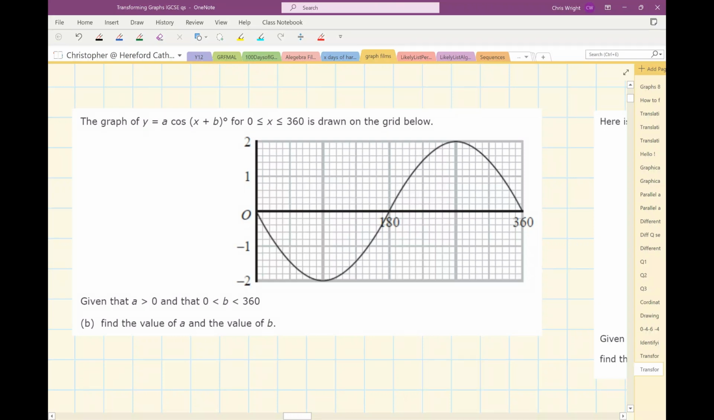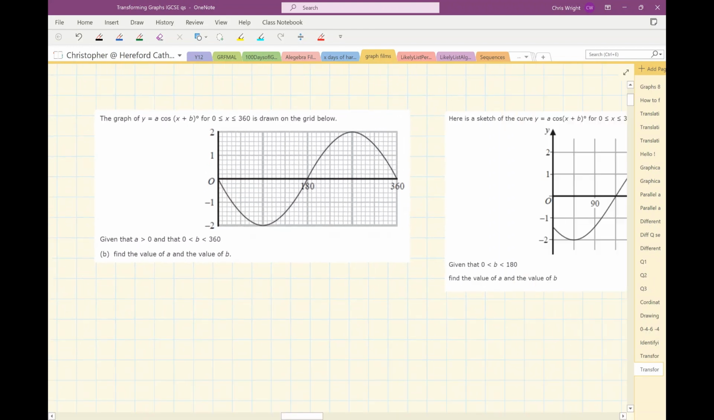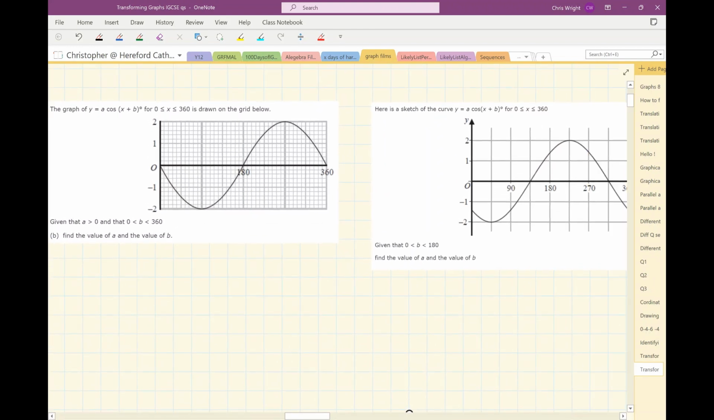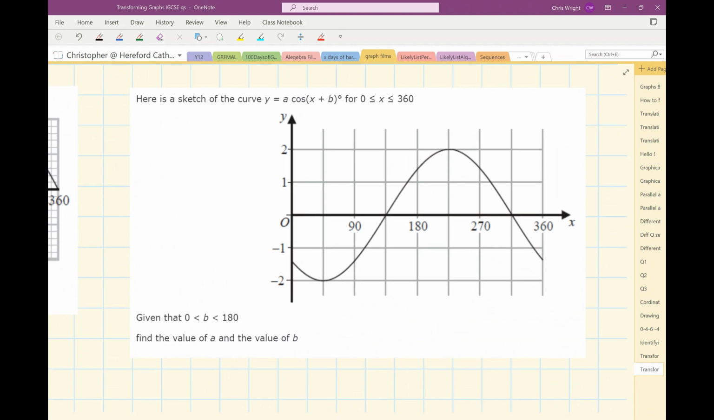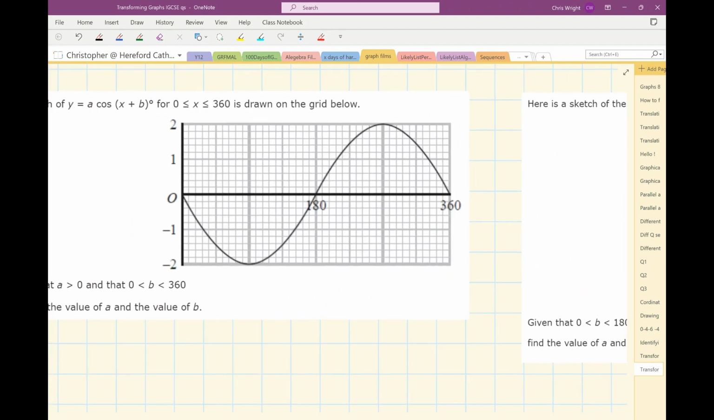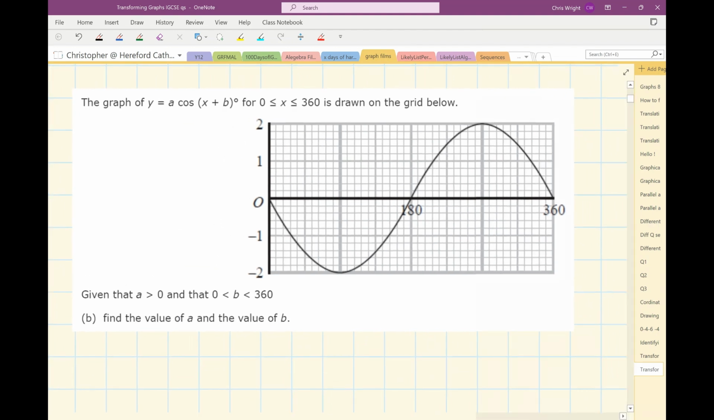Mr. Right here, and thank you very much to the person who sent in this question, which is about transforming a cosine curve. What I'm going to do is go through this question which has been sent in, and then I'm going to show you this second question, give you a chance to have a go at that question, and then to watch my solution. So let's first of all start off with the question which was sent in.